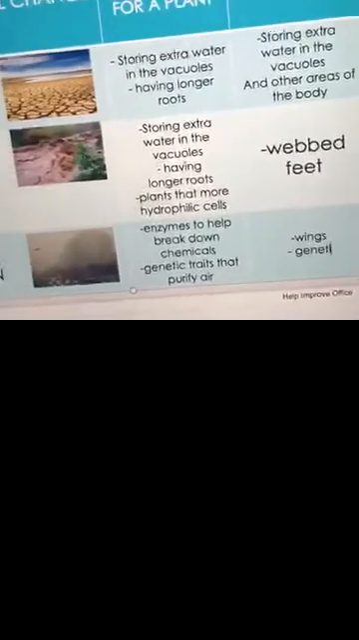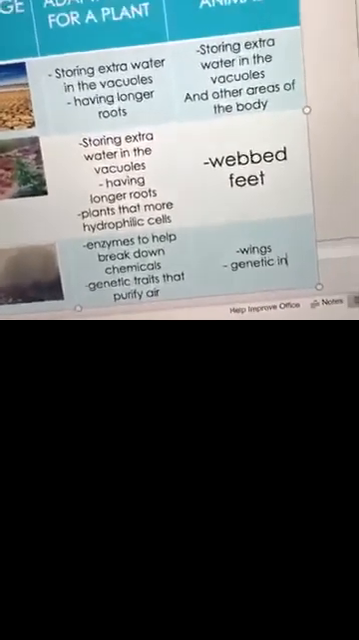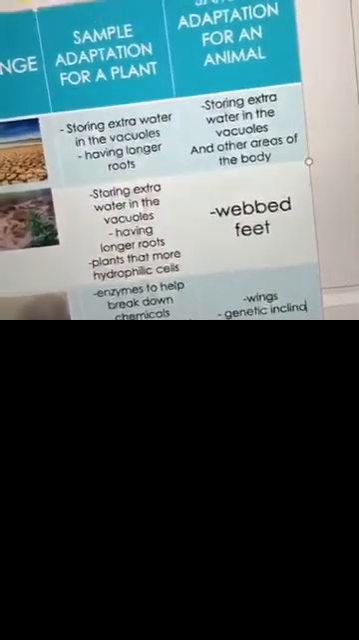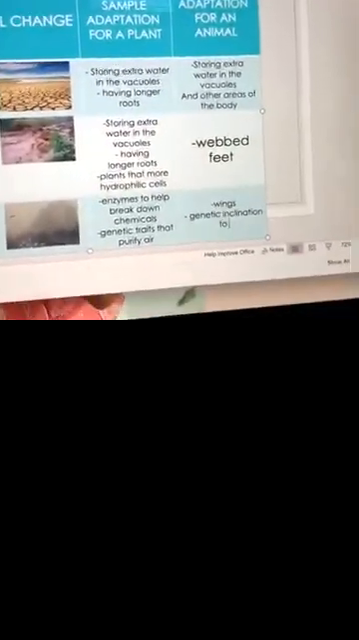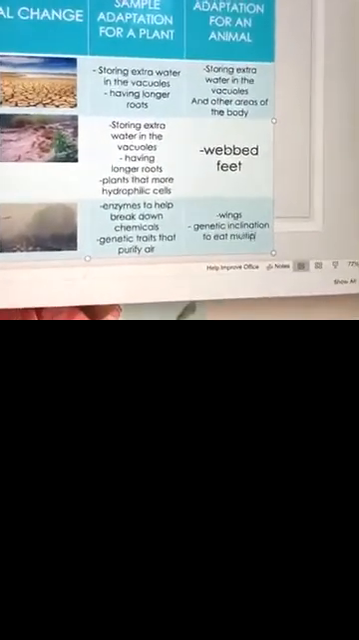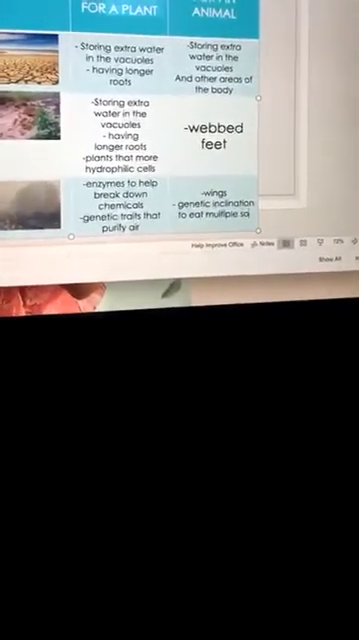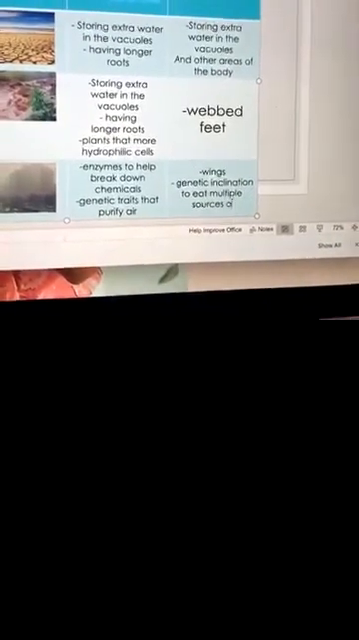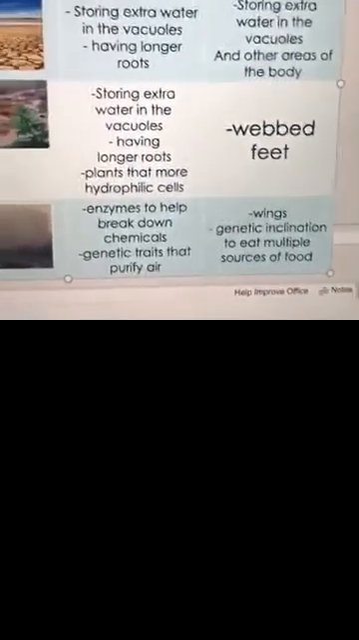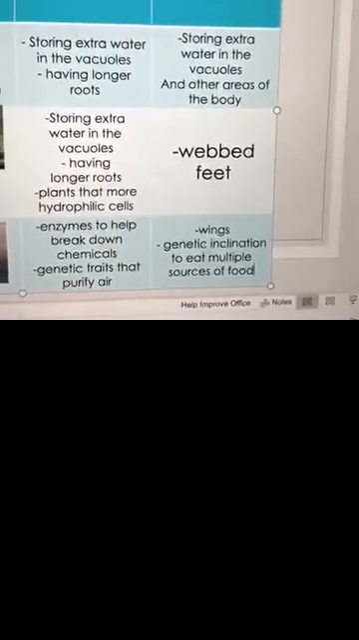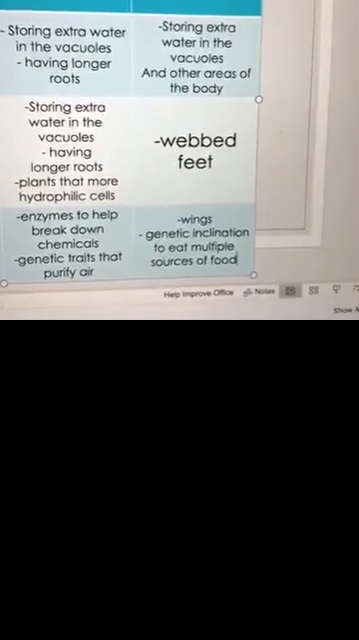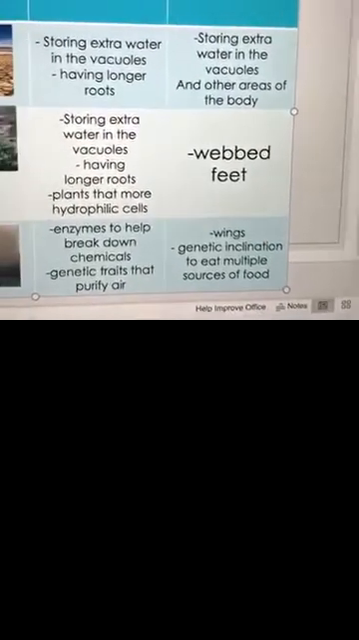So I'm going to put genetic inclination to eat multiple sources of food. That way they're not dependent on one source of food, and if that one source of food goes extinct in the area or is no longer available, then that species would die out. You'd be able to find another thing to eat.